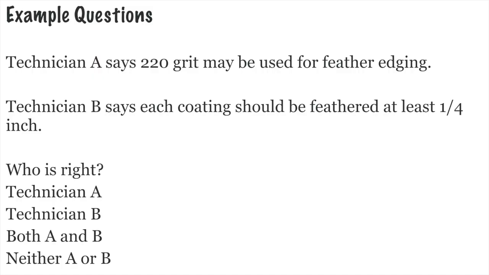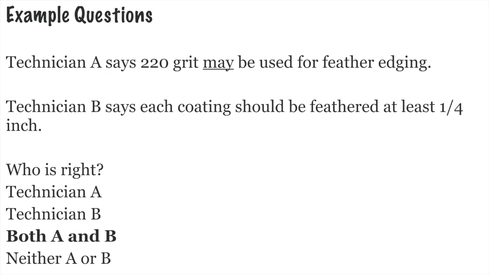Okay, and one more. Technician A says 220 grit may be used for feather edging. Technician B says each coating should be feathered at least 1/4 of an inch. Who's correct? Well, both are correct. Remember, for feather edging, 220 is the most common grit. It may not be the only grit. I mean, there may be others out there that use something different, but it is one of the most common.